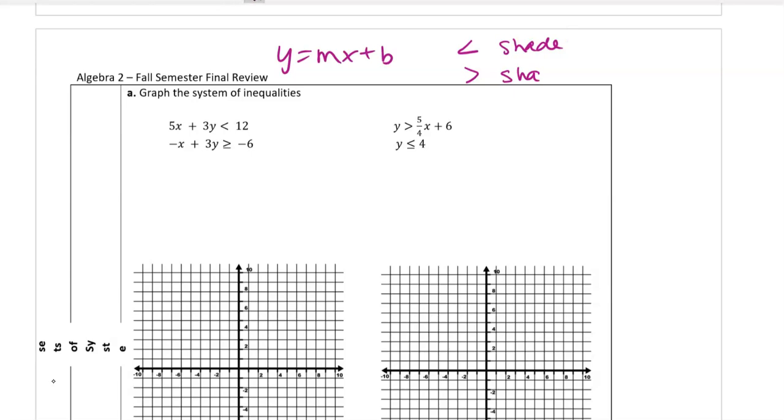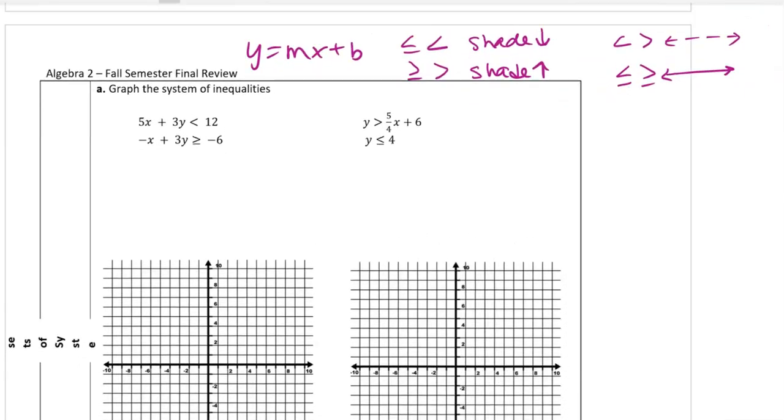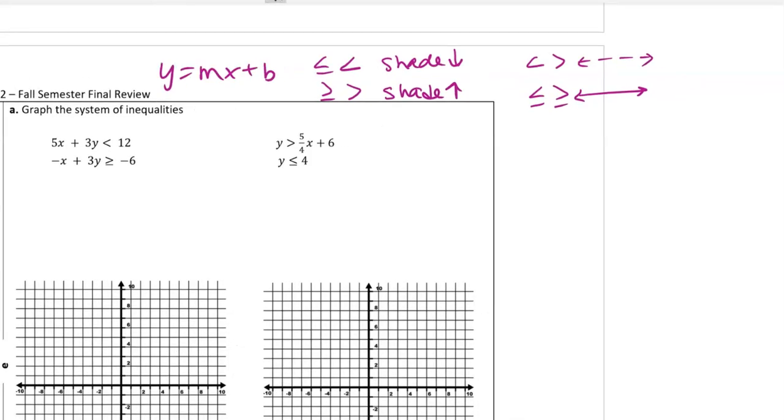Oops. If it's less than, we shade below. And if it's greater than, we shade above. So that could be either of those. Now, as for the line, if it is less than or greater than, we have a dashed line. And if it's less than or equal to or greater than or equal to, then we have a solid line. All right. Now, the thing about the dashed and the solid line, if it's a dashed line, points on the line are not included.